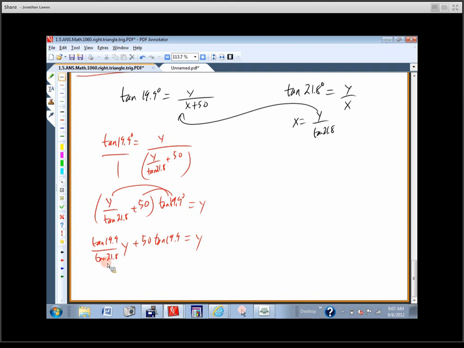Sure. Let me give you an example. This would be like having 2y plus 50 equals y. If I were going to solve that, I'd just move the 2y to the other side, right? So let's do the same type of thing. If we move that to the other side, that's going to leave 50 tangent 19.9 on this side, and I'm going to have a y minus tangent 19.9 over tangent 21.8 times y.